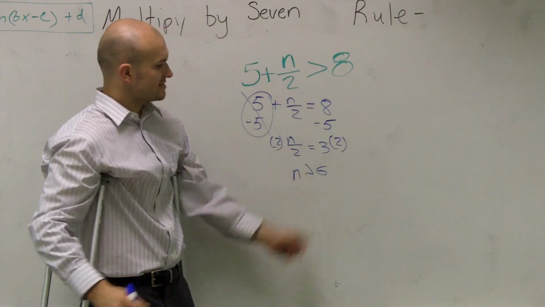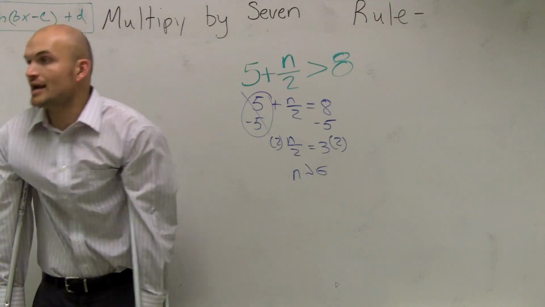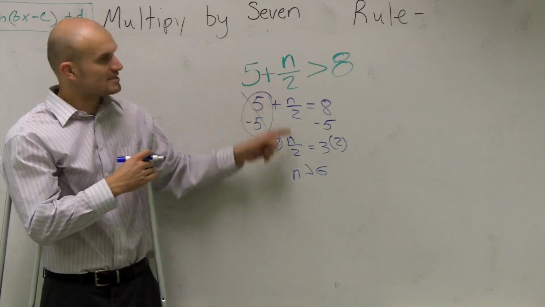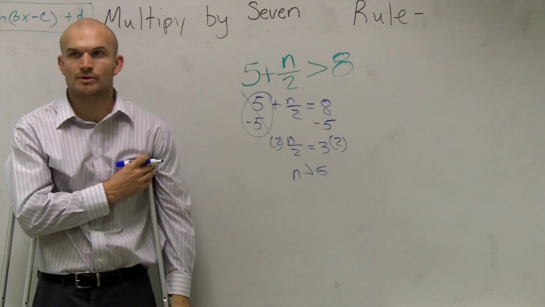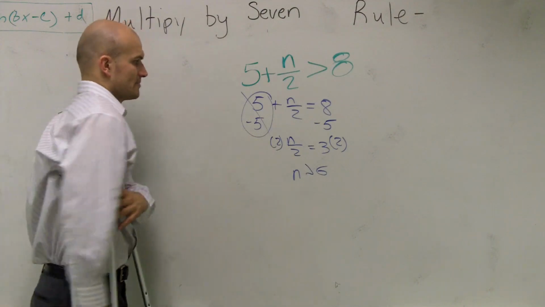And it's important when you're plugging back in your sign for you guys to remember, whenever you multiply or divide by a negative number, we flip the sign. So I go back to my work. Did I ever multiply or divide by a negative number? No. So therefore, I keep my sign the way it is.